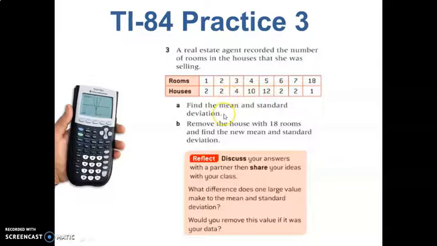So find the mean and standard deviation, and then remove house 18 and find the new mean and standard deviation, because house 18, the house with 18 rooms, that one is definitely an outlier, right? Every other house has 1 to 7 rooms, and then all of a sudden there's this crazy outlier here. So we're going to remove the outlier and see how much the mean and standard deviation change, because we know both the mean and standard deviation are really affected by outliers. So let's see just how dramatic that effect is.